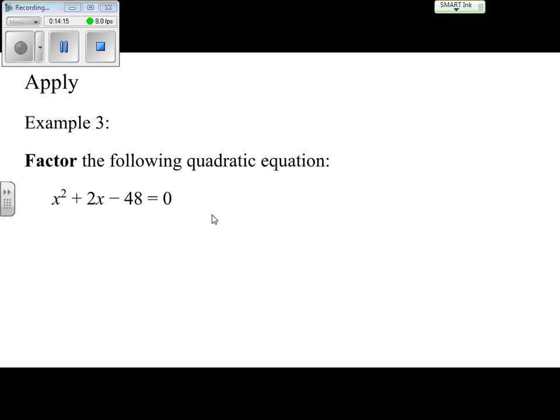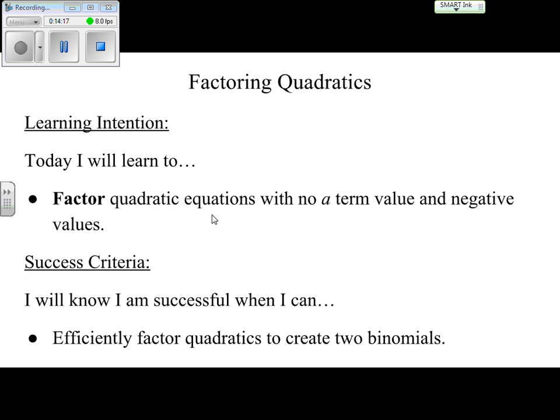So that was our last example. Again, we looked today at factoring quadratic equations with no a term value, but with negative signs mixed in, building on what we saw in the previous lesson.